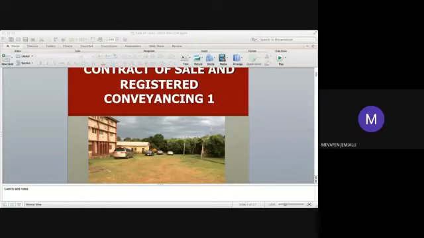And finally, under the Land Use Act, by virtue of Section 46 sub 1A, a right of occupancy cannot be granted or transferred to a person who is not a citizen of Nigeria, except with the approval of the National Council of State.